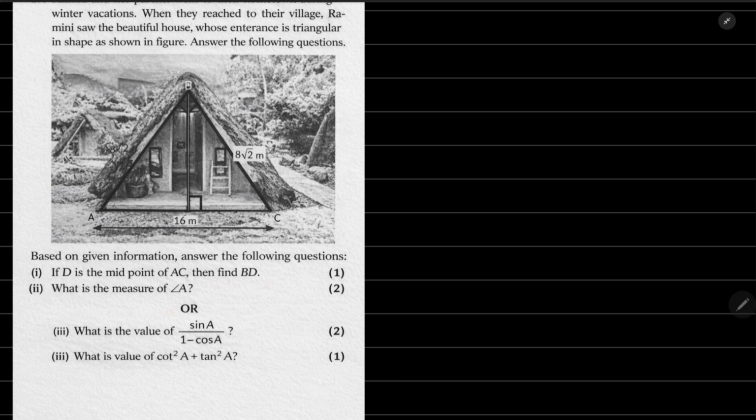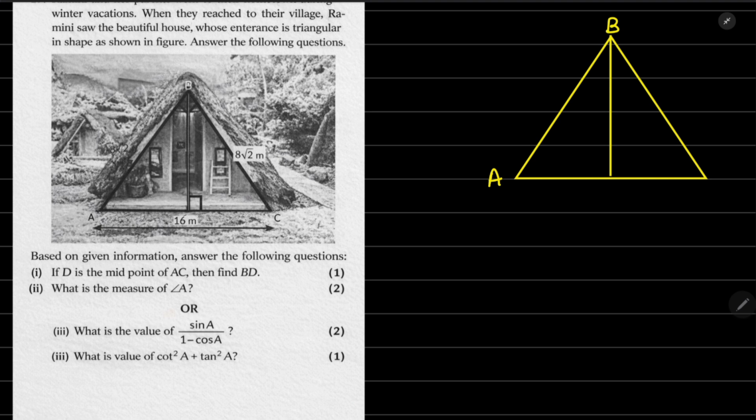First of all, let's draw this triangle once again. So this is the given triangle, and you have a perpendicular onto your AC. So here you have triangle ABC. The length of AC is 16 meters. D is a midpoint. BC is 8 root 2 meters. AB is also 8 root 2 meters. So if D is the midpoint of AC, find BD.